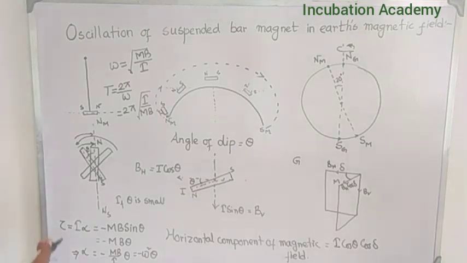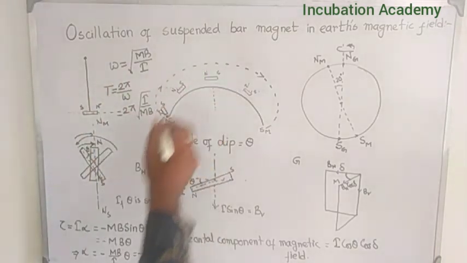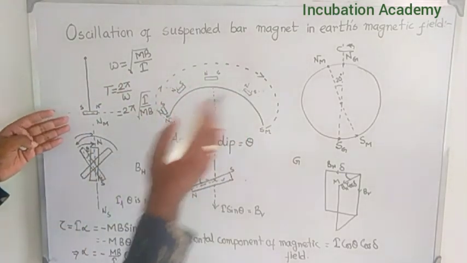This is a very important expression. By this we can easily find out the value of the magnetic field at any instant by measuring the time period of oscillation. The horizontal component of the magnetic field can be easily found from here. So this is the oscillation of the suspended bar magnet in the Earth's magnetic field.